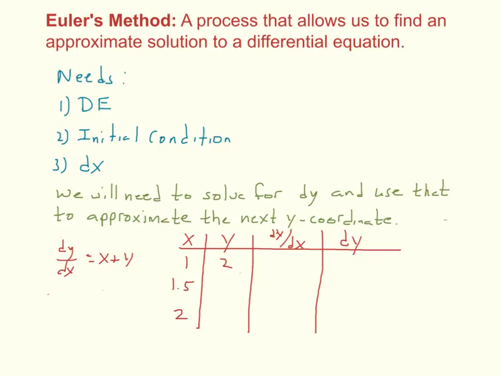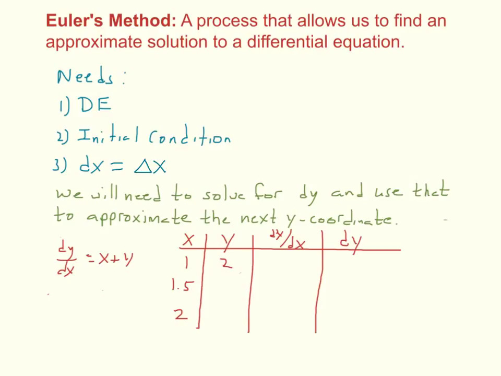Last thing we need to look at is Euler's method. Euler's method is a process that will allow us to generate points on an approximate solution of a differential equation. Things that you're going to need here are the differential equation, an initial condition, and you have to be able to identify dx. Now remember, dx is equal to delta x. So you're looking at the change in x.